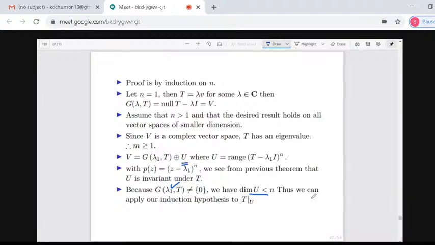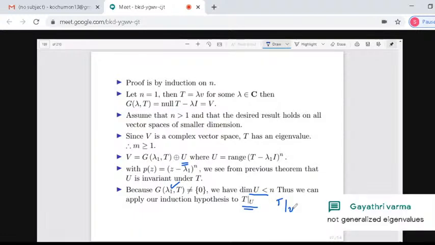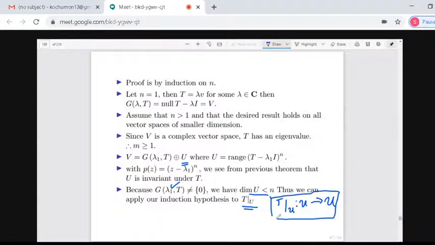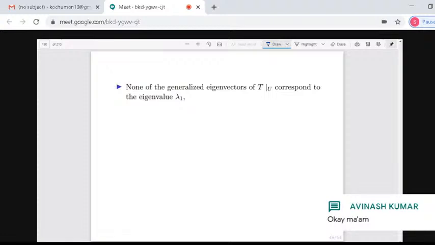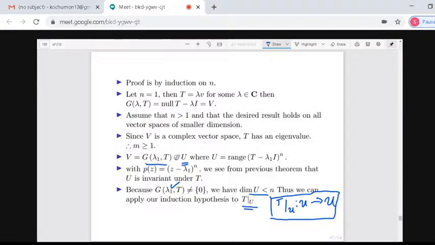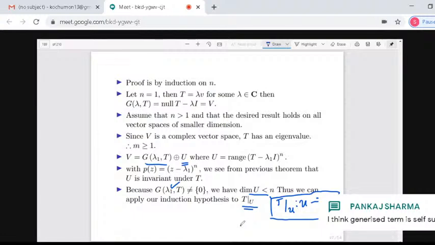Thus, we can apply our induction hypothesis to T restricted to U. So, T restricted to U is an operator from U to U because U is invariant. This is the meaning of an invariant subspace. This is an operator in its own right. None of the generalized eigenvectors of T restricted to U correspond to the eigenvalue lambda 1, because if at all lambda 1 was an eigenvalue here, it would have gone back to G(lambda 1, T). Therefore, lambda 1 cannot be an eigenvalue of T restricted to U.